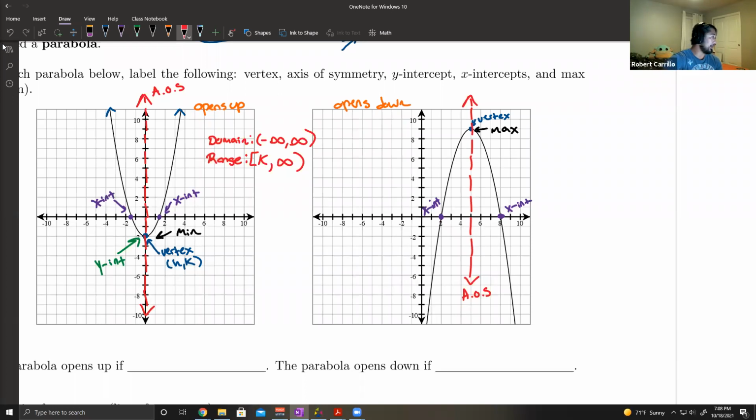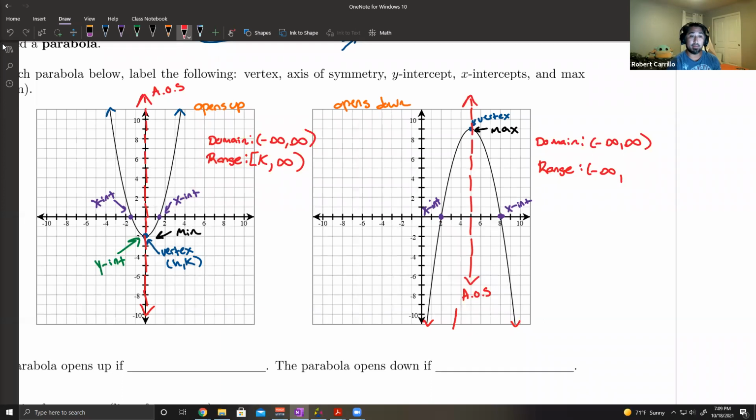Now, a parabola that opens down, well, guess what? Your domain is still all real numbers, negative infinity to infinity. But now your range, since these tails are headed towards negative infinity, we must start at negative infinity.